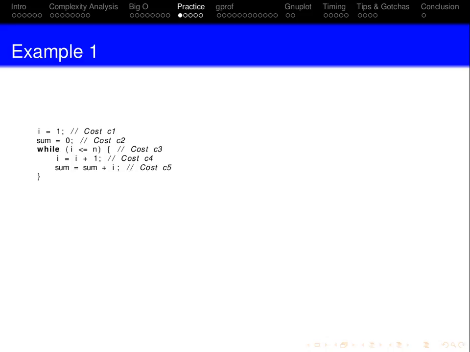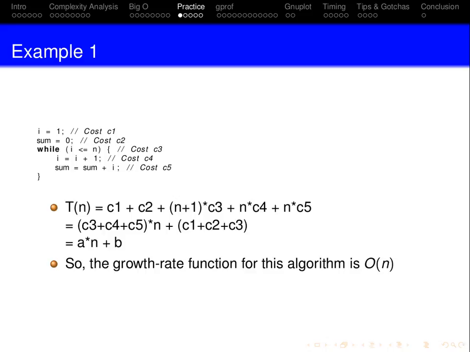O of N. Why is it N? Because it's the highest term. If you remember, the highest term was N. It's A times N plus B, so the growth rate function of this algorithm is O of N. That's a perfect, simple example of how we're simplifying this. Are there any questions about this example? How do you simplify it?